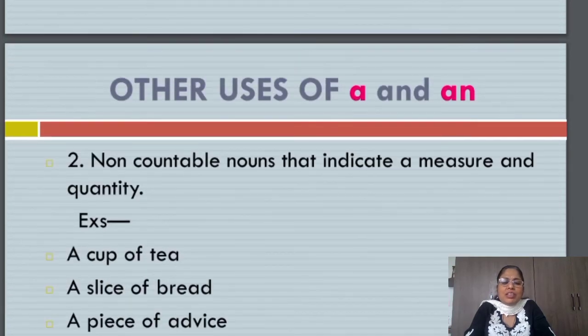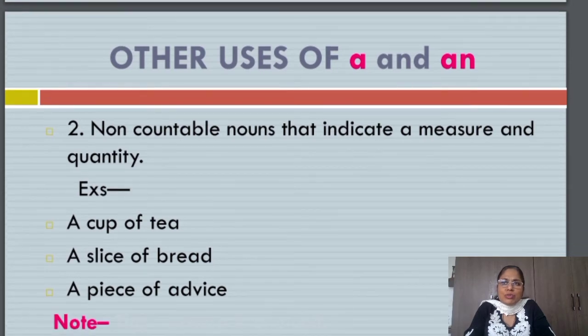Other usages. Let me explain this to you: those non-countable nouns that can be measured or put into a quantity. For example, I can never say, get me a tea, get a tea for me. It's wrong. But I can definitely say, get a cup of tea for me. Why? Because a cup can be counted. Tea can definitely not be counted.